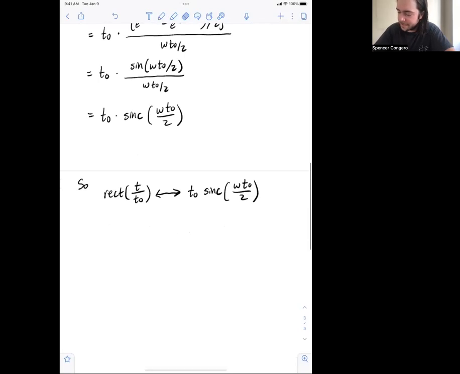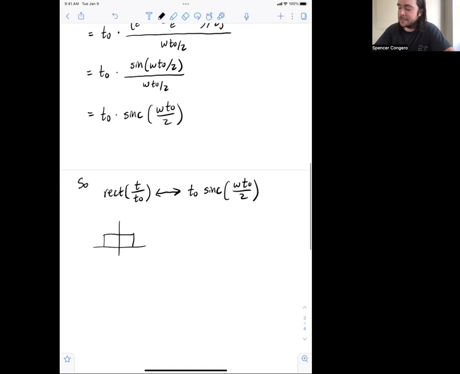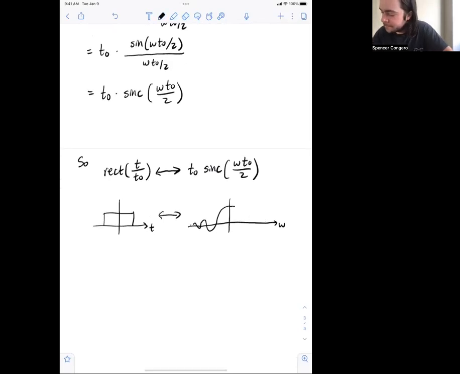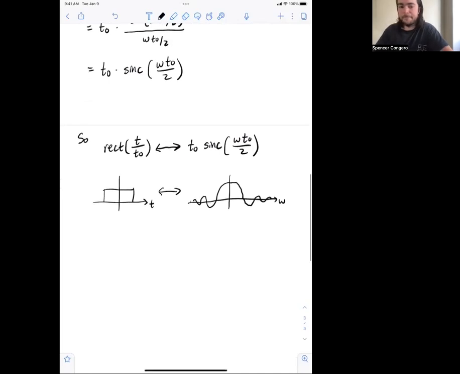So in a picture, just something to remember: if you have a rect function, of course, you got to make sure all the constants work out, the Fourier transform looks like this, a sinc function. So this is time, and this is frequency. Just a sketch. A little shaky for some reason. There we go. That's better.